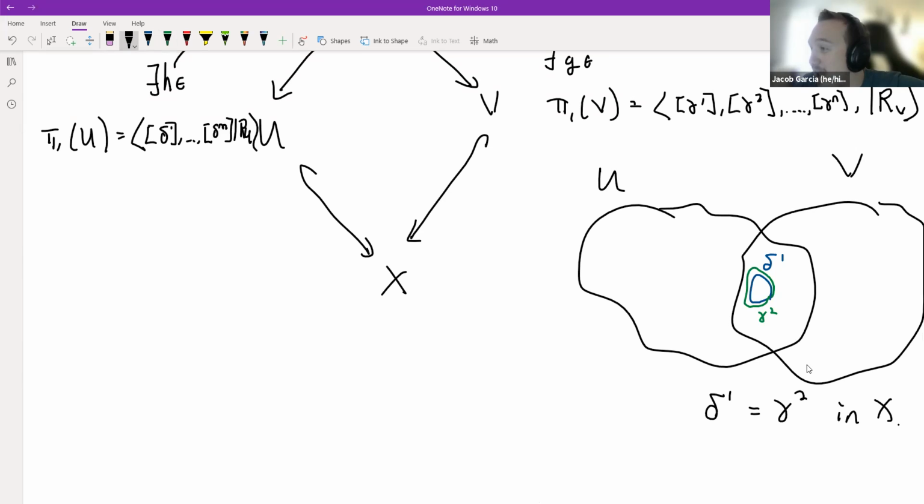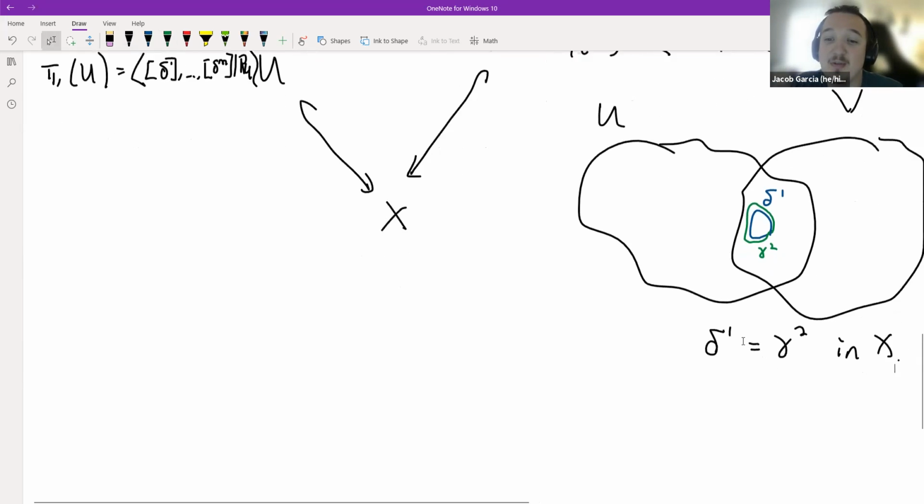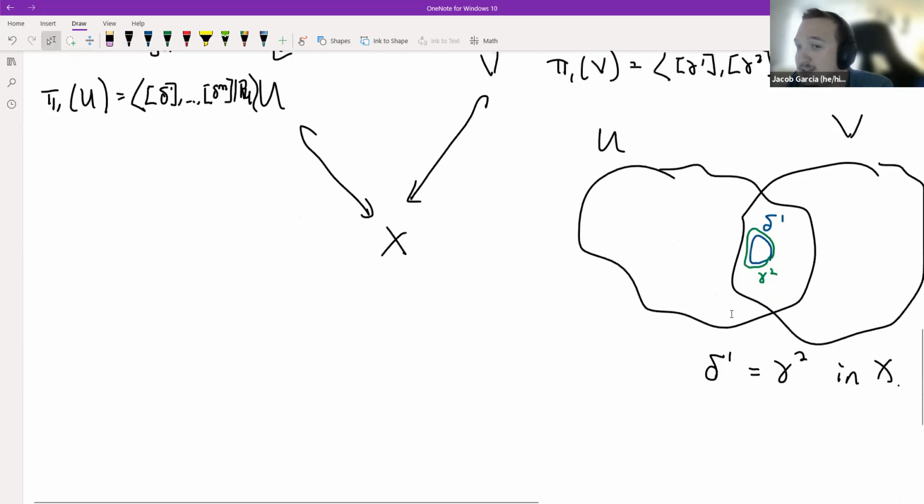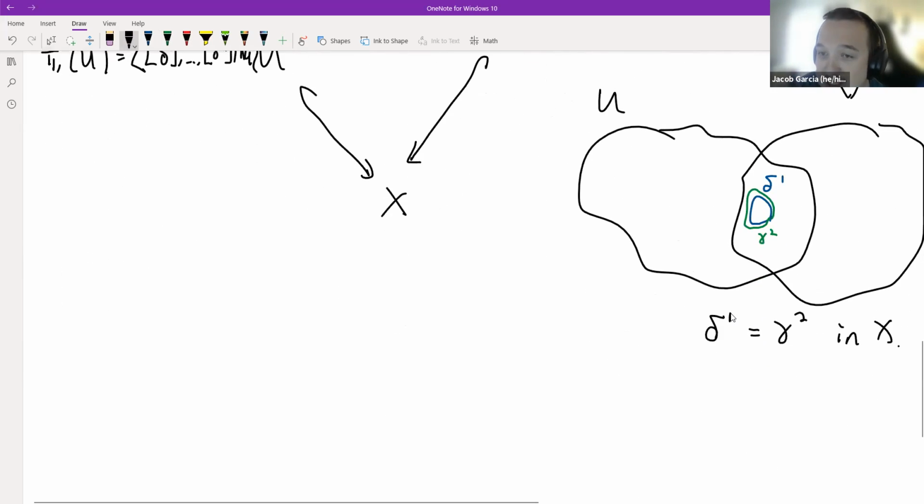So you need to be able to say that these two are equal in the big space X, and the way that we formally do that is by this relationship. We add this as a relation, which says that the image of gamma 1 inverse times the image of gamma 2 in X is a relation, i.e. these two things are equal.